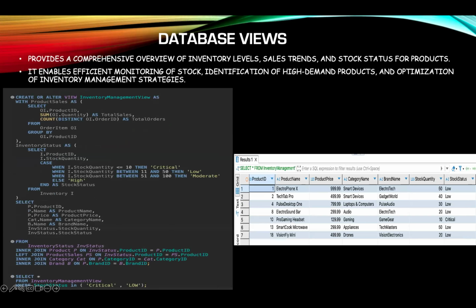And next, inventory management view. This view provides a comprehensive overview of inventory levels and sales trends for stock status like critical, low, moderate, and high. The business problem it solves is by highlighting stock levels and demand, allowing proactive restocking and efficient inventory allocation. And the output columns consist of product ID, product name, product price, category name, brand name, stock quantity, and stock status.